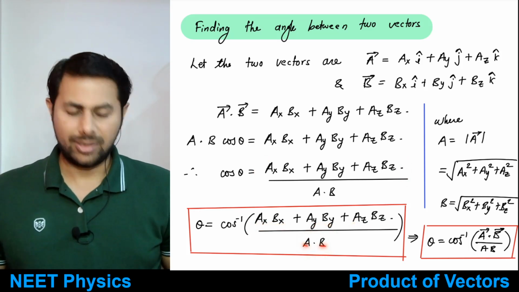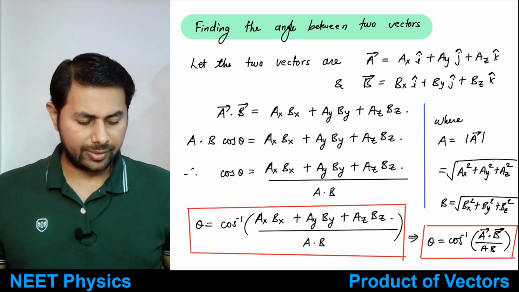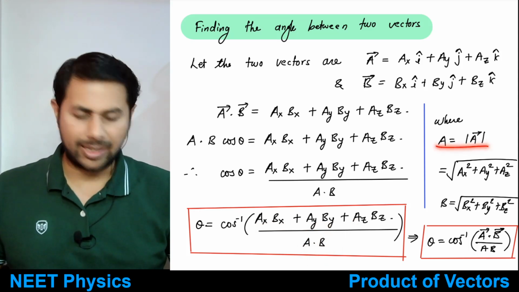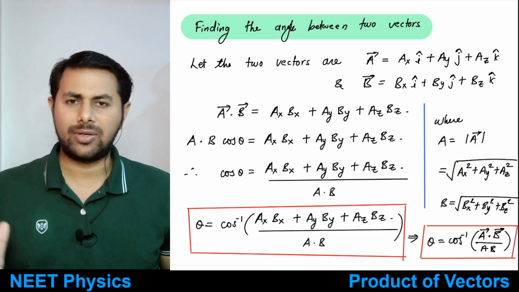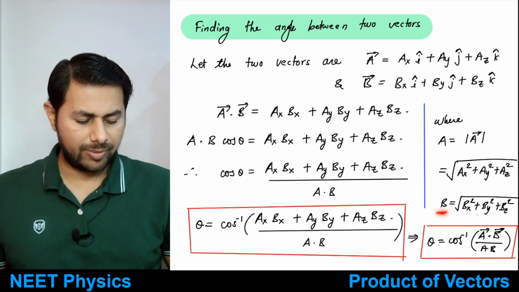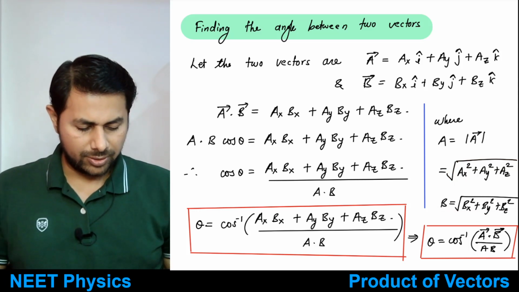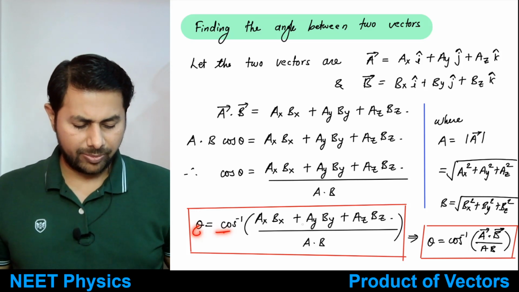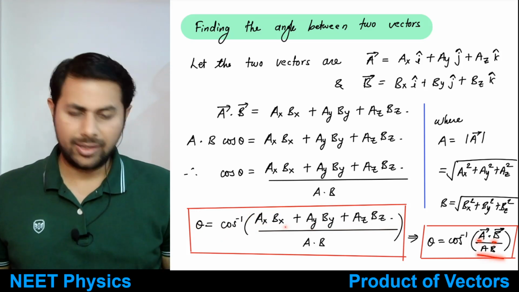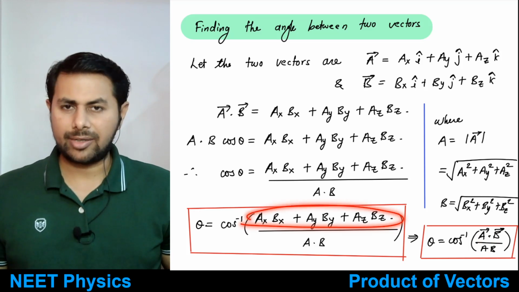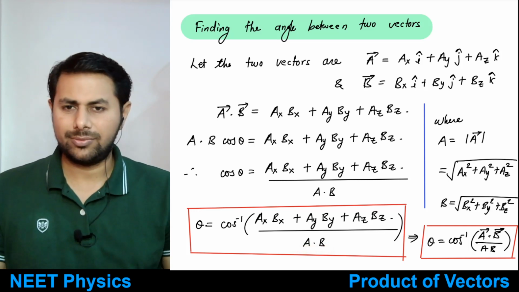What is a and b? A is the magnitude of a bar, b is the magnitude of b bar, and we know how to find the magnitude of vectors. The magnitude of a bar is the square root of ax square plus ay square plus az square, and the magnitude of b bar is the square root of bx square plus by square plus bz square. Therefore theta is cos inverse of a bar dot b bar divided by ab. This is clear? Yes, no?